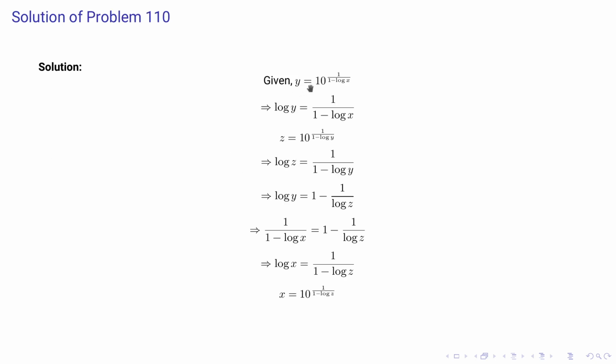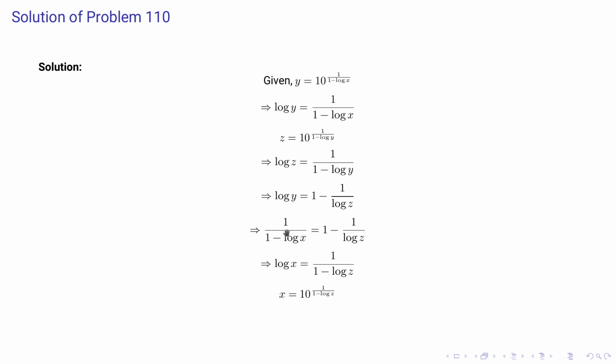So here we are given y is equal to 10 to the power 1 by 1 minus log x. So we take log, we get log y is equal to 1 by 1 minus log x. And we are given that z is equal to 10 to the power 1 by 1 minus log y. So we take log, we get log z is equal to 1 by 1 minus log y. We exchange this and we can write that log y is equal to 1 by 1 minus log z. So here we have one value of log y, and we have another value of log y here.